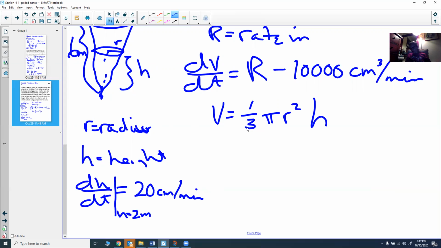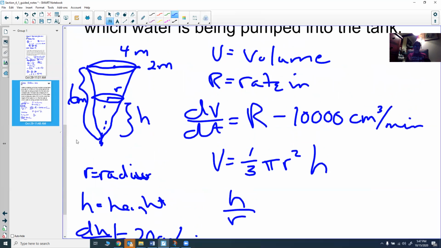So we have this information. But the problem is we have the radius and the height both in here, and we don't like having two variables. So maybe we should find some way of relating height and radius together. Remember that we have a height over the radius of my cone, and the height and the radius form a similar triangle. So we're using similar triangles again, with the similar triangle of 2 meters to 6 meters.